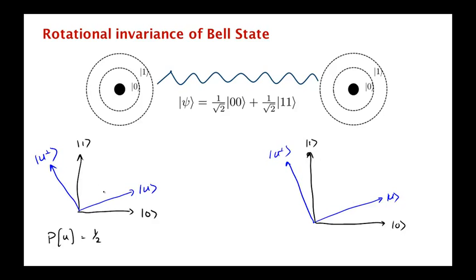So this is exactly the same situation we had when we measured in the 0, 1 basis, except it holds no matter what the basis is. Okay? This remarkable property is called the rotational invariance of the Bell state.